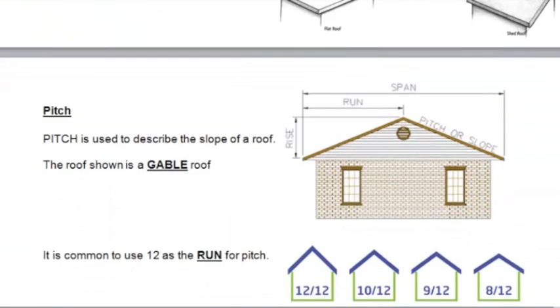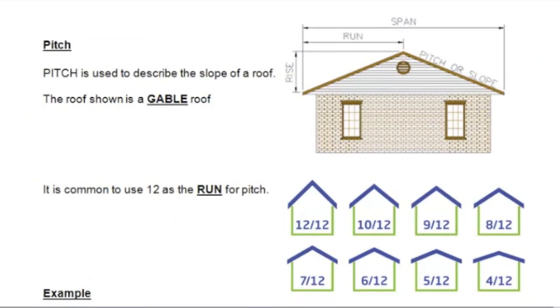As we get down to the second page, if we're talking about pitch, so pitch is used to describe the slope of a roof. Okay, so pitch and grade are just different words for slope. Okay, so this roof shown is a gable roof. You can look on the first page to see what that looks like, but it's our roof that looks like so. It's going to have a rise and a run.